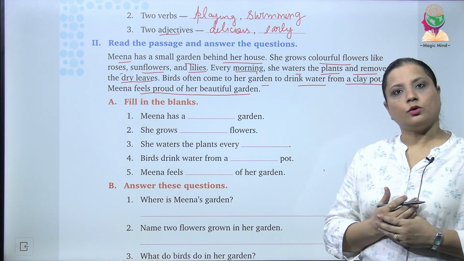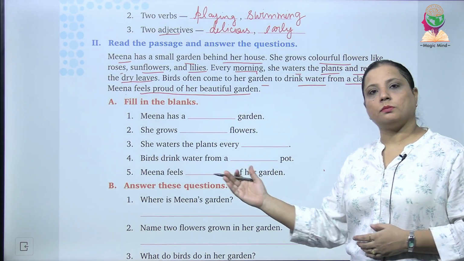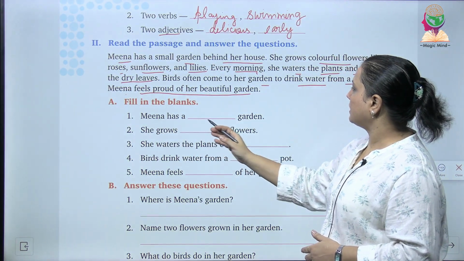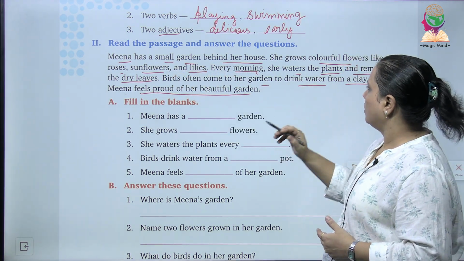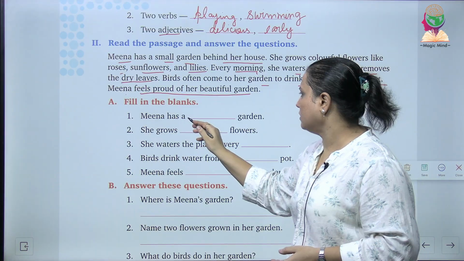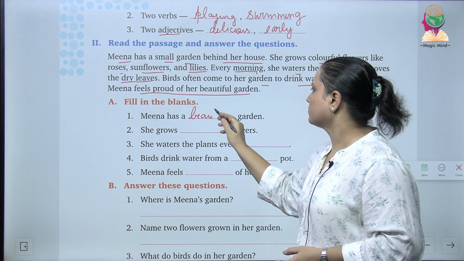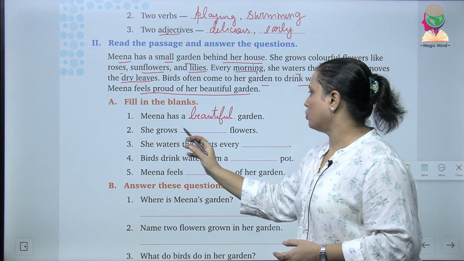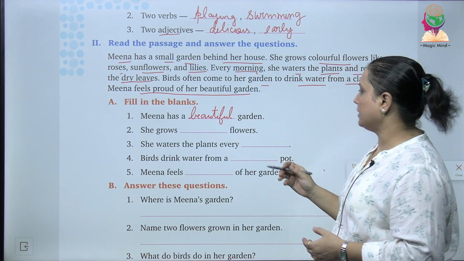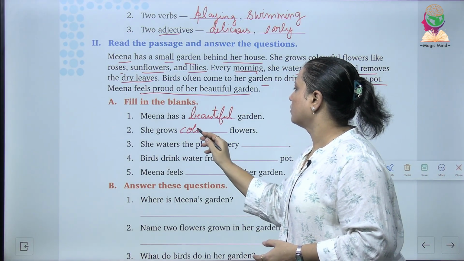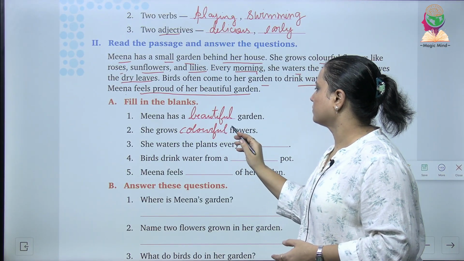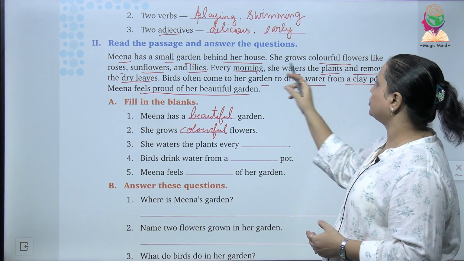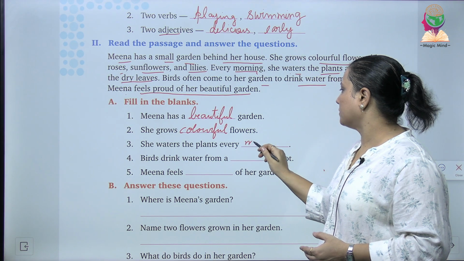So let's now do the questions. The first question is, fill in the blanks. Meena has a dash garden. So what you will write? Meena has a, you can write a small garden. Okay, or you can say a beautiful garden. Both are correct. Then the next sentence, she grows dash flowers. Now she grows what kind of flowers? Colorful. Next, she waters the plants every dash. Now when does she water the plant? She waters the plant every morning.